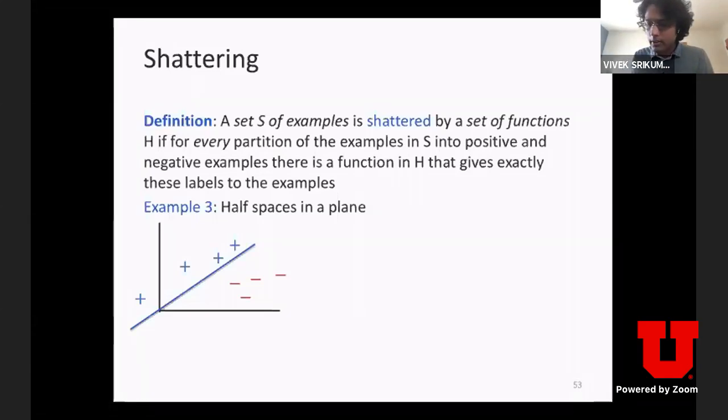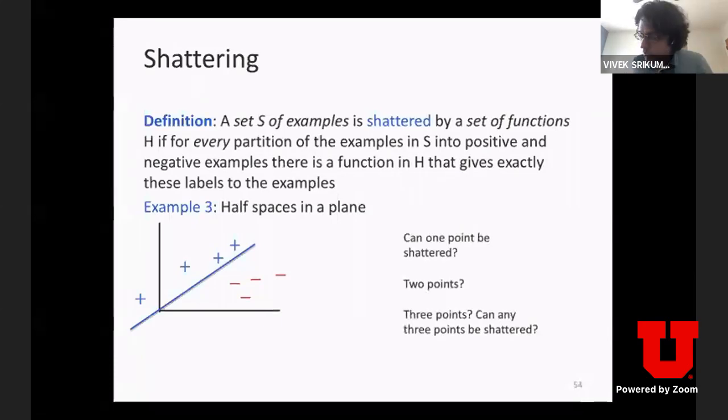In order to consider whether a linear classifier can shatter a certain set of points, we need to consider that set and try to assign every possible labeling to the points in the set and see where it goes. So let's go one at a time. Can one point be shattered? Maybe you can just type your answer in the chat.